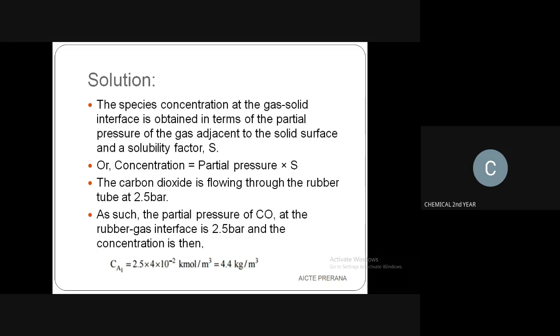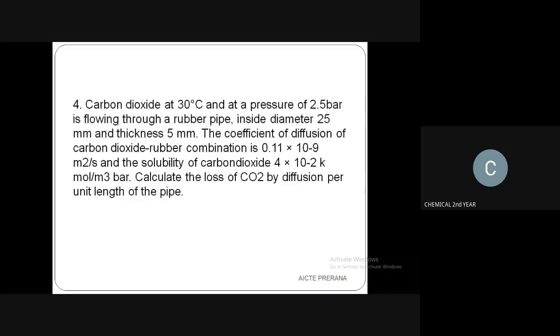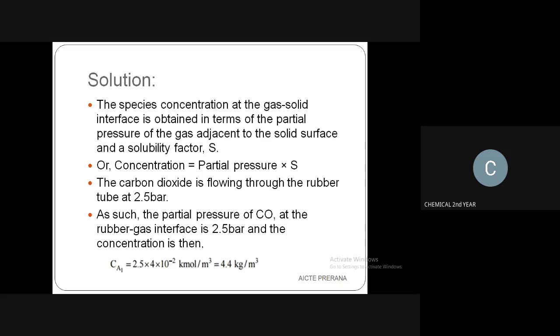The concentration can then be written as 2.5 into 4 into 10 to the power minus 2 kilomole per meter cube. That means here the pressure inside the rubber pipe is 2.5 bar, and the solubility of the carbon dioxide is 4 into 10 to the power minus 2. So you find the concentration as 2.5 into 4 into 10 to the power minus 2 kilomole per meter cube. That will give the answer as 4.4 kg per meter cube.